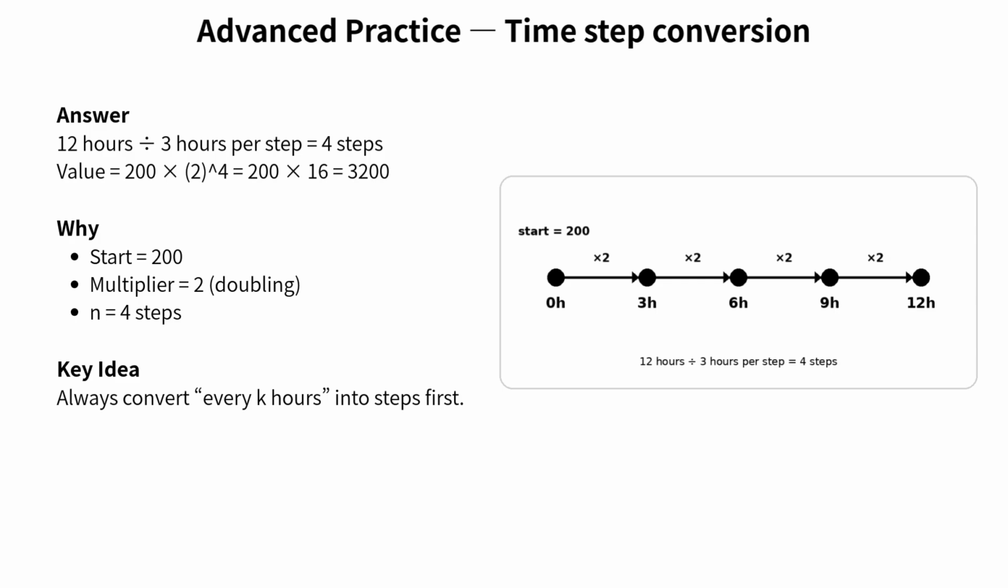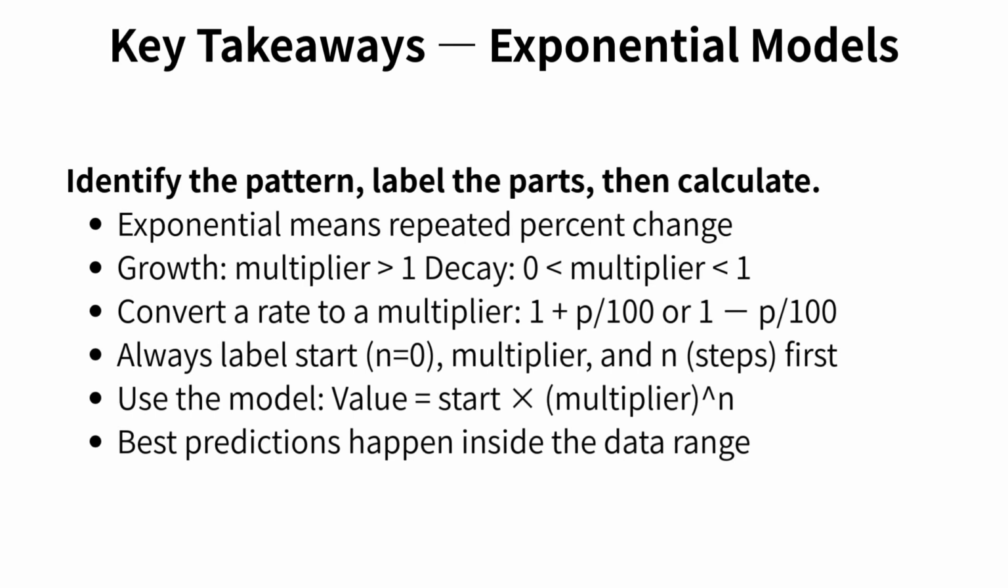This problem is a perfect SAT trap. If you forget to convert 12 hours into 4 steps, everything goes wrong. So always do the time step conversion first. That wraps up exponential models.